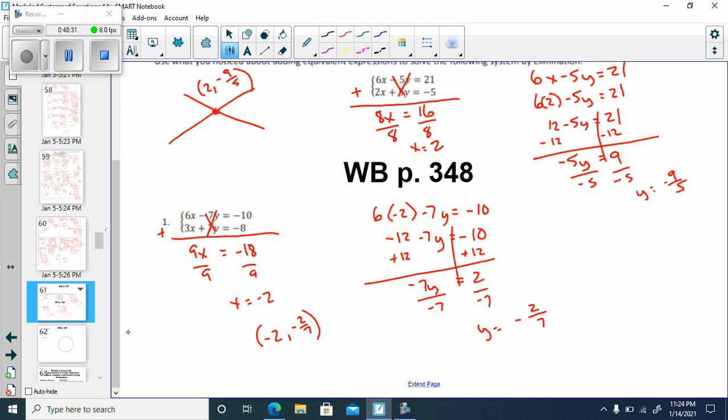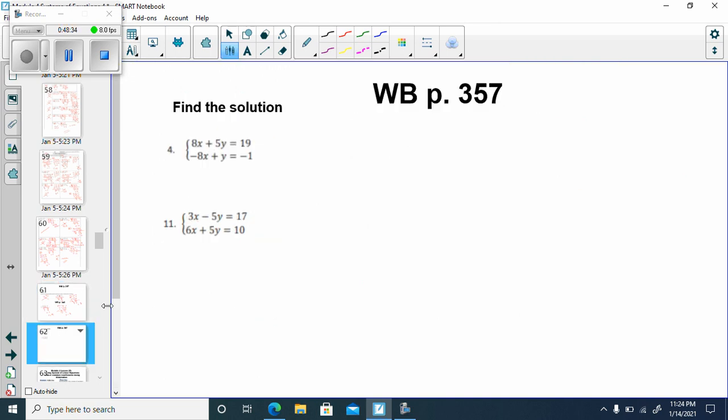Okay. And then the last page that I wanted to show you, workbook page 357. Again, there's nothing that says x is equal to or y is equal to. You would be adding these. I'm going to have 8x plus a negative 8x. That would get rid of that one, so you don't have to worry about it. 5y plus 1y is 6y is equal to 19 minus 1 is 18. Divide by 6. Y would be equal to 3.